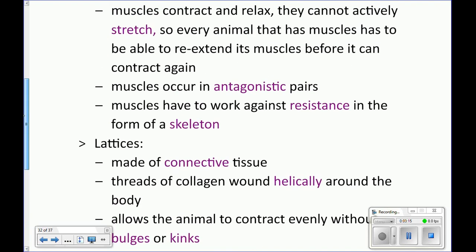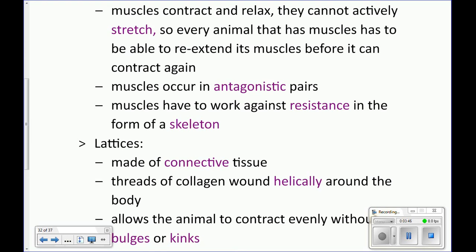So you have muscles in antagonistic pairs. When one is contracted, the other is relaxed, and when you relax one, the other contracts, which allows muscles to be re-extended and go back to their original relaxed state. Worms have antagonistic pairs of muscles as well. Their longitudinal and circular muscles work in antagonistic pairs.